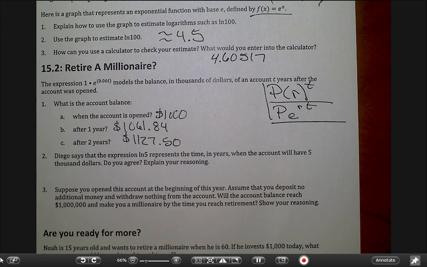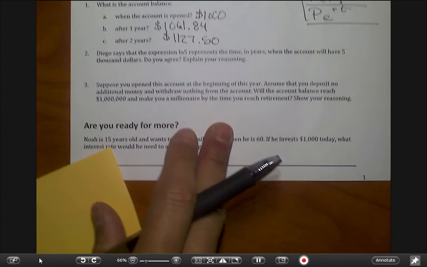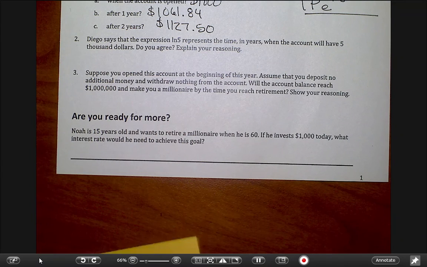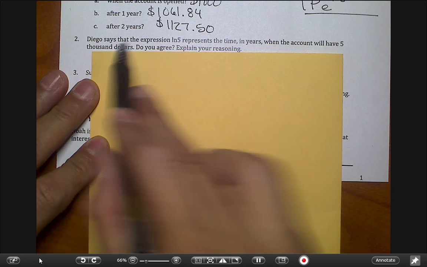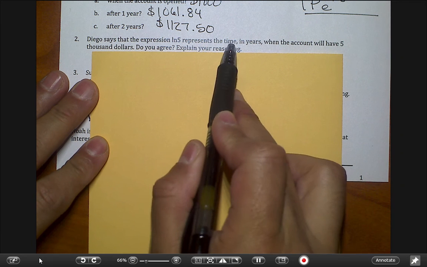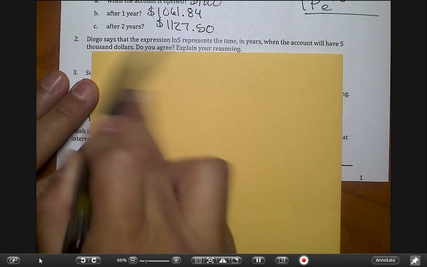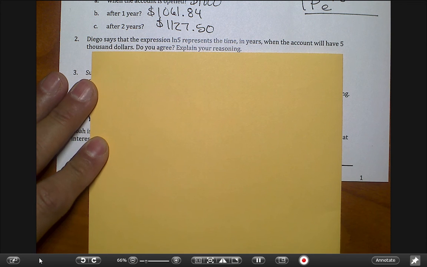Okay, so now this next piece, there's not really enough room on the paper. So I would like for you guys to actually use the line paper. So Diego says the expression Ln5 represents the time in years when the account will have $5,000. Do we agree? Okay.